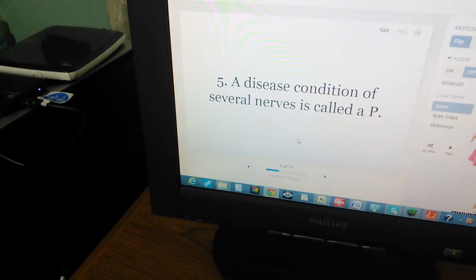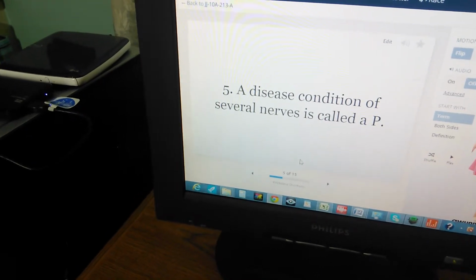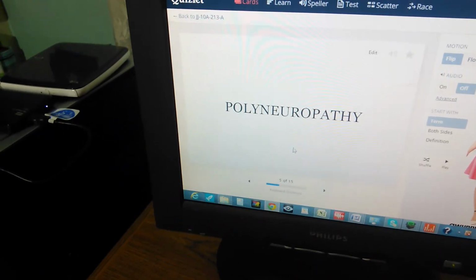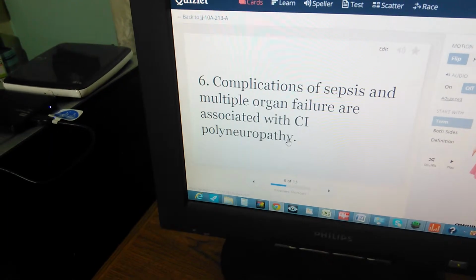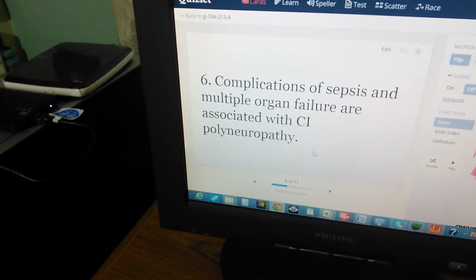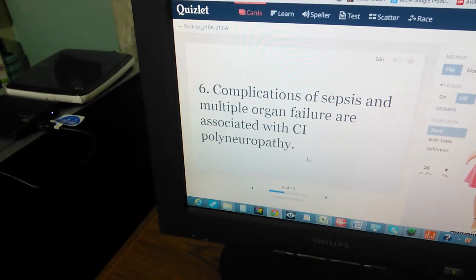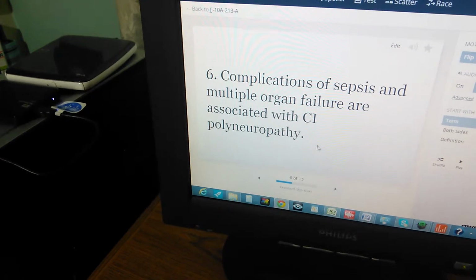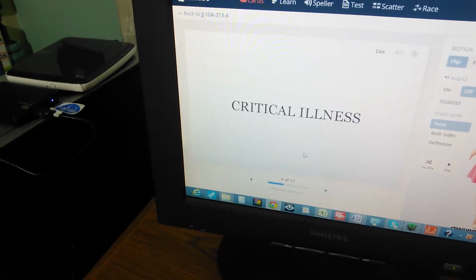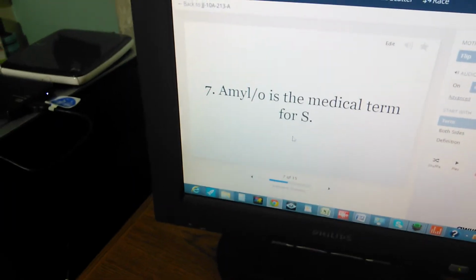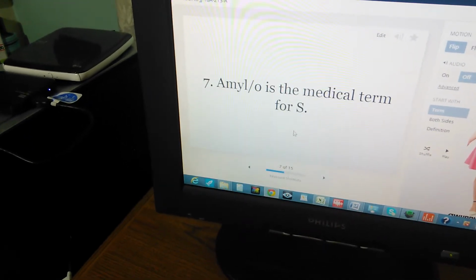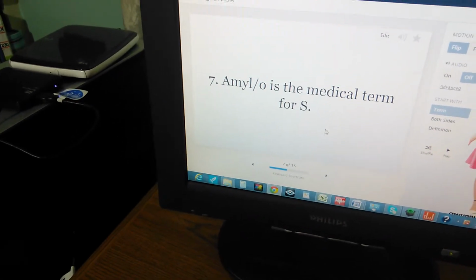A disease condition of several nerves is called a P. Polyneuropathy. Complications of sepsis and multiple organ failure are associated with CI polyneuropathy. Critical illness. Amylo is a medical term for S. Starch. Is it your turn? Yes. Okay.